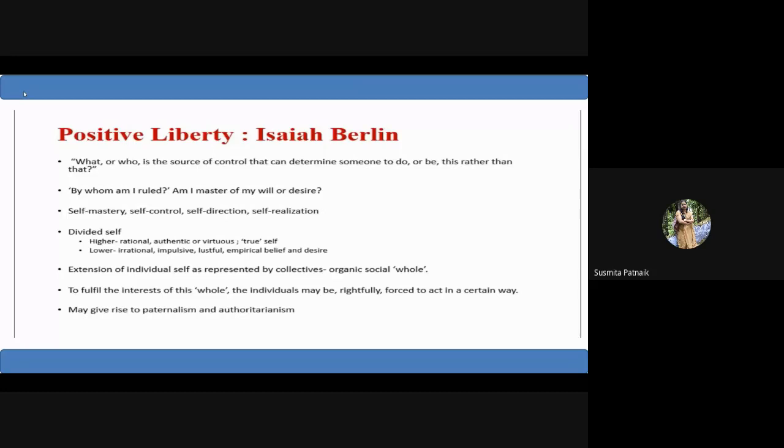Among the negative and the positive liberty, one thing is the relationship between the state and the individual.